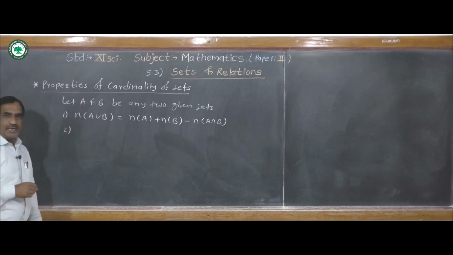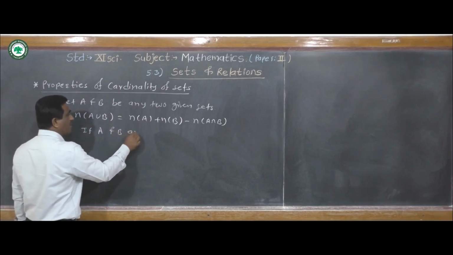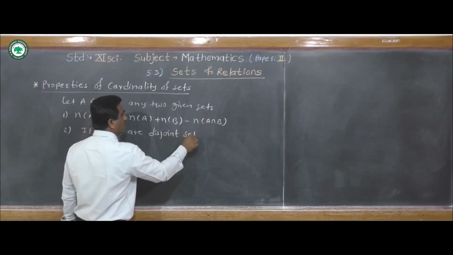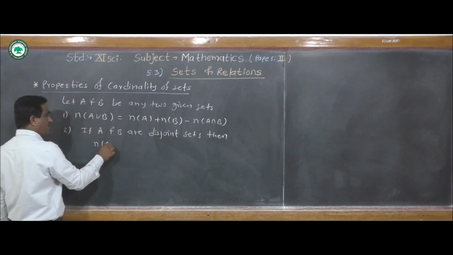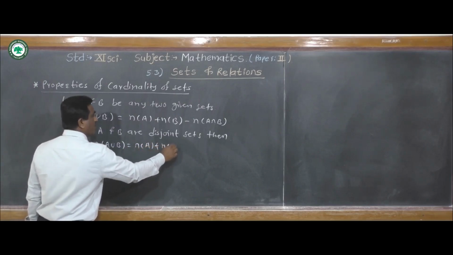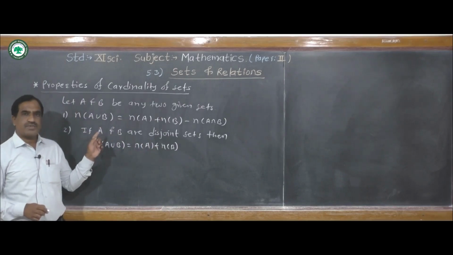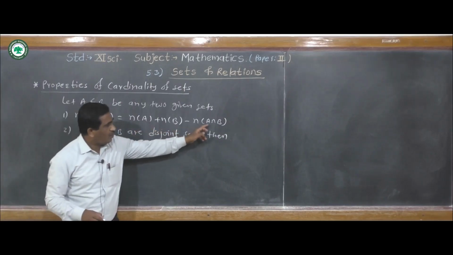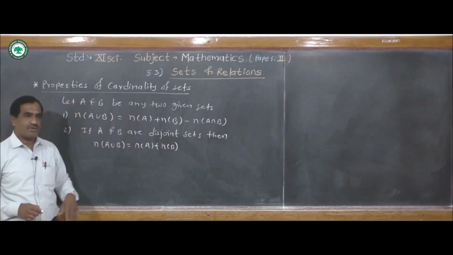Second property is, if A and B are disjoint sets, then n(A union B) is equal to n(A) plus n(B). Okay, if the sets A and B are disjoint sets, then the intersection of these two sets is equal to 0, A intersection B is equal to 0. Therefore we put the value of n(A intersection B) equal to 0, then we get n(A union B) equal to n(A) plus n(B).